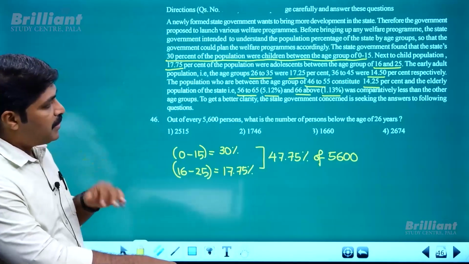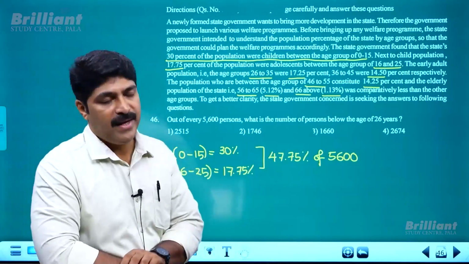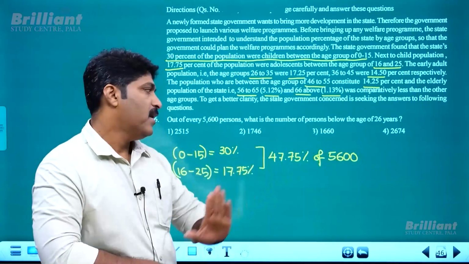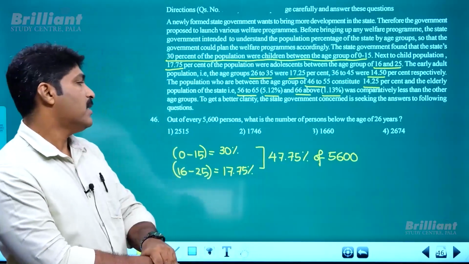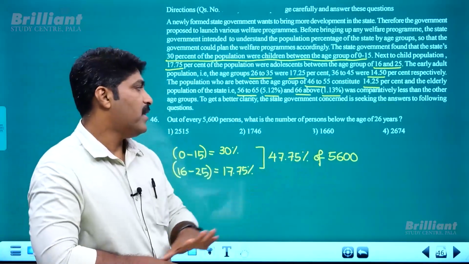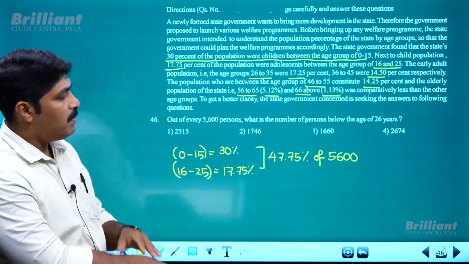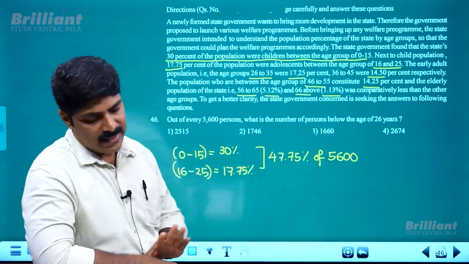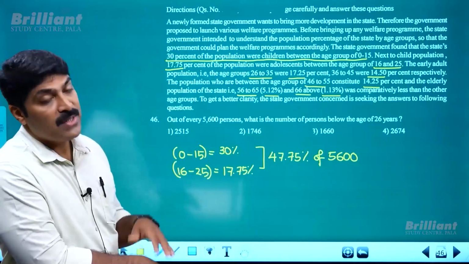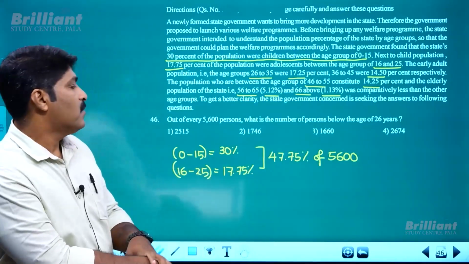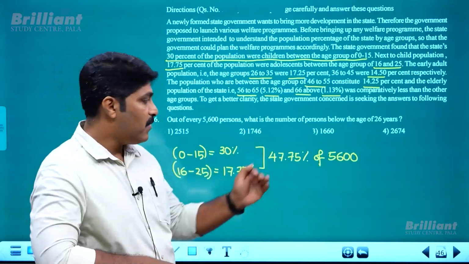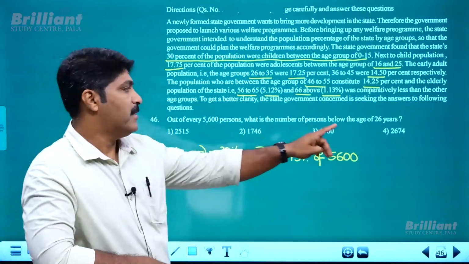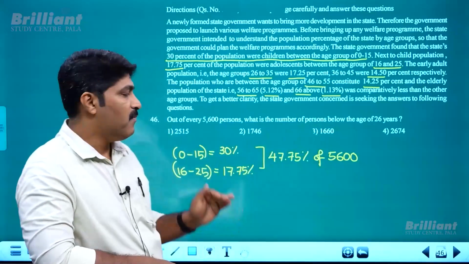Instead of considering the operation entirely, you can do it in a logical way. So what is the logical way here? 47.75% of 5,600. You just simply consider what is 50% of 5,600? That is equal to 2,800. So this is 47.75%, which will be slightly less than 2,800. Here again a problem. We have two options, 2515 and 2674. Which will be the right one?